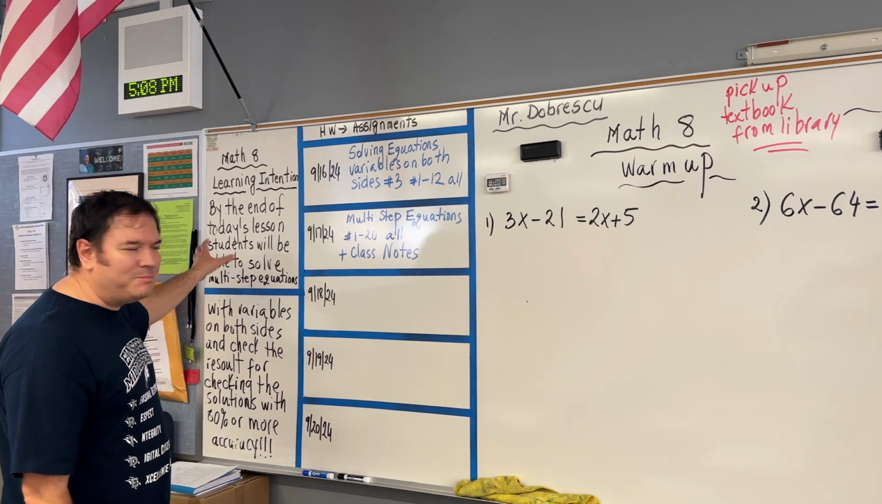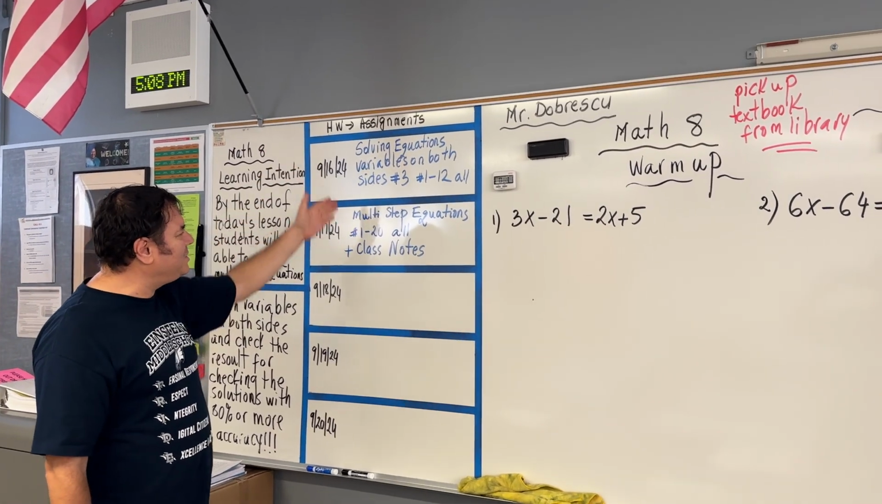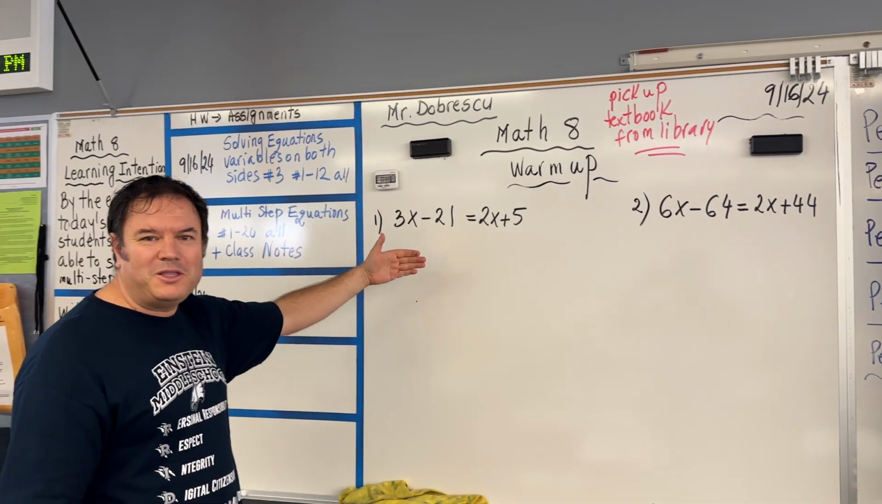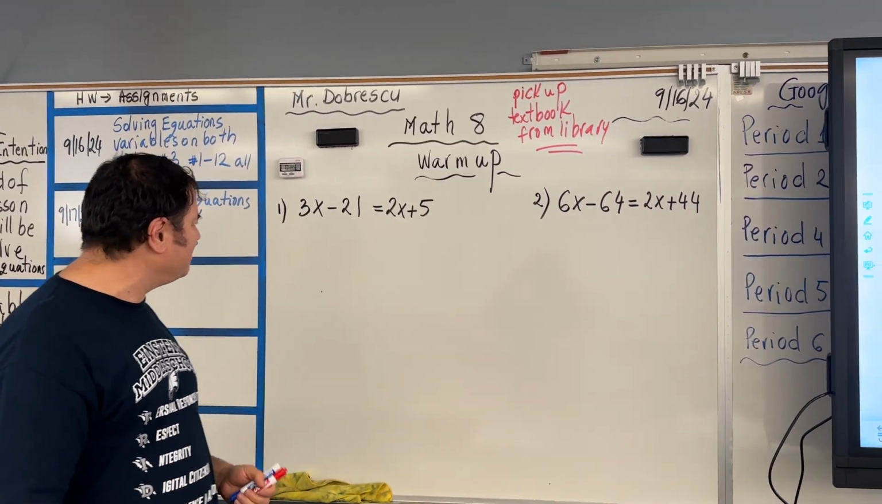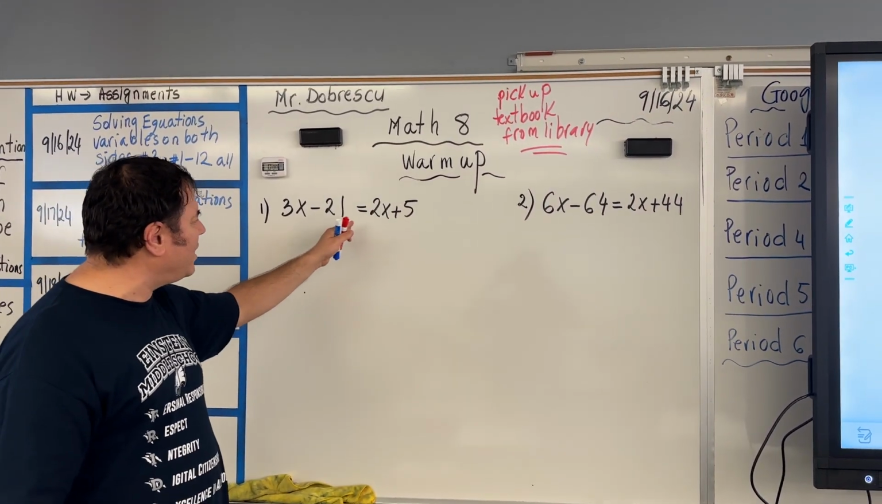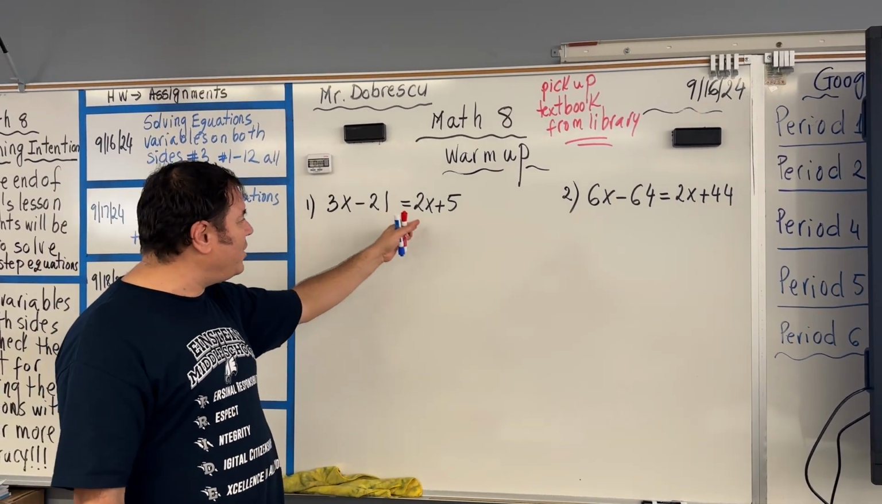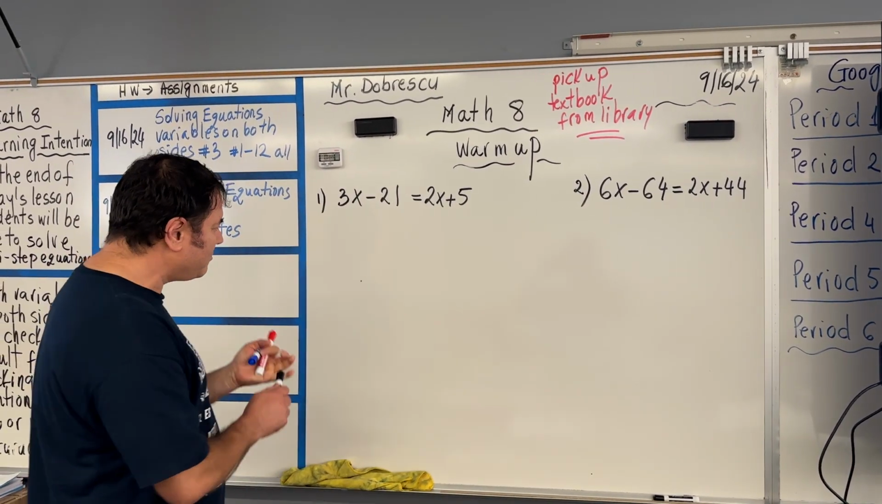This is our objective for today's lesson, and this is where all the assignments are going to be. And let's look at the warm-up for today's lesson. We have 3x minus 21 equals 2x plus 5. So as you see, we have variables on both sides.